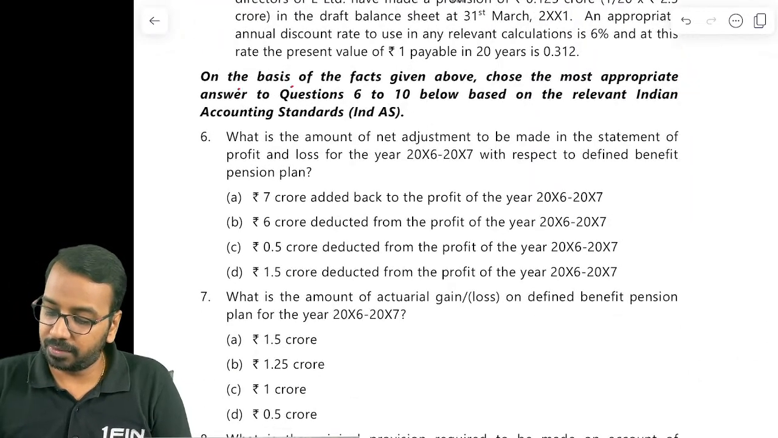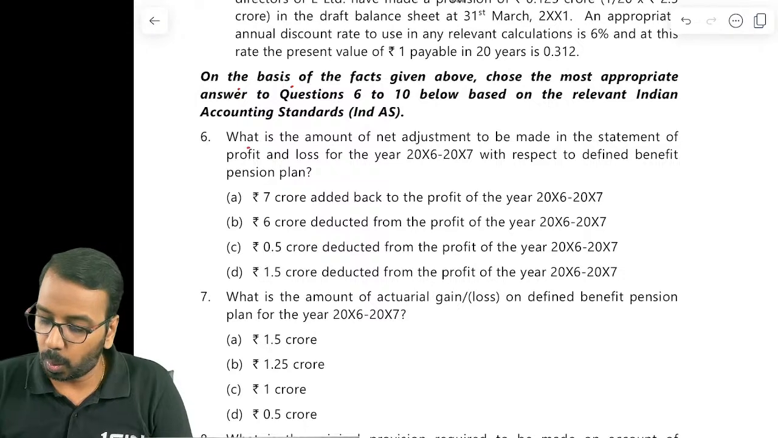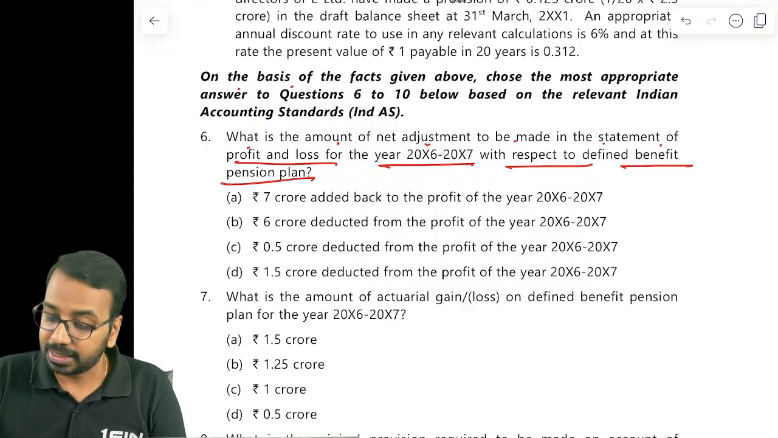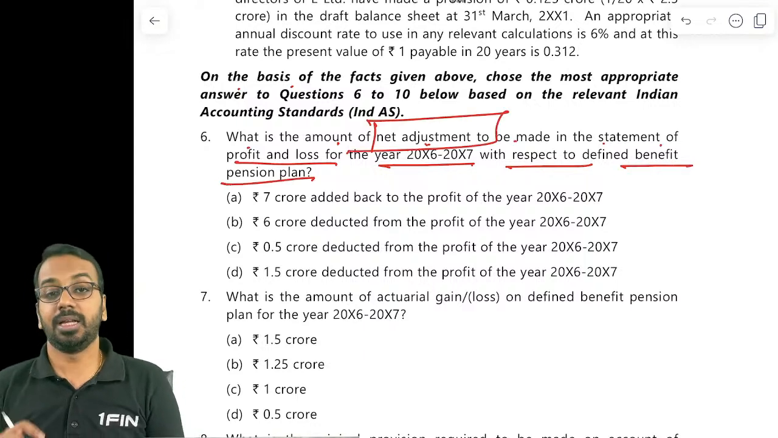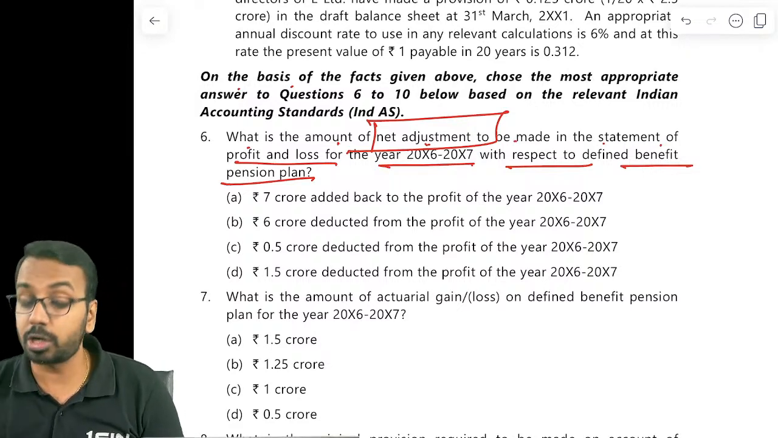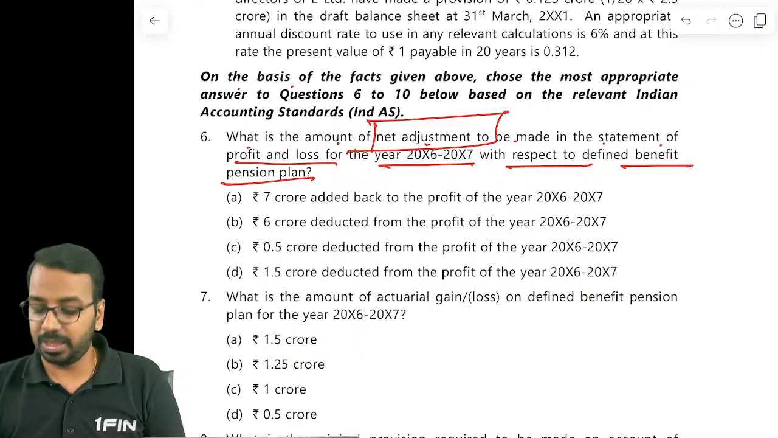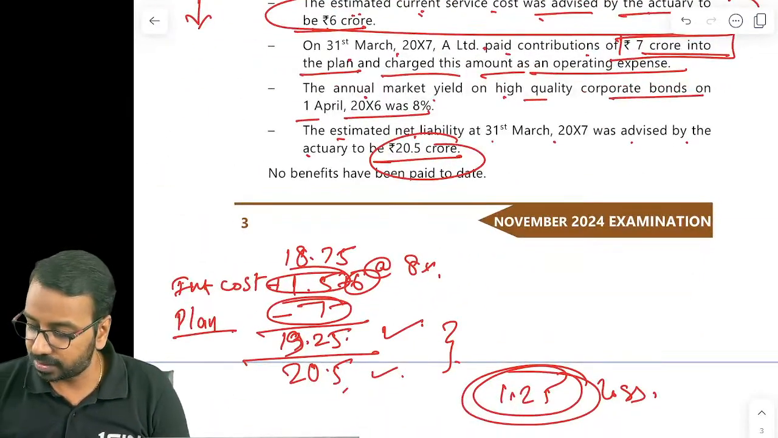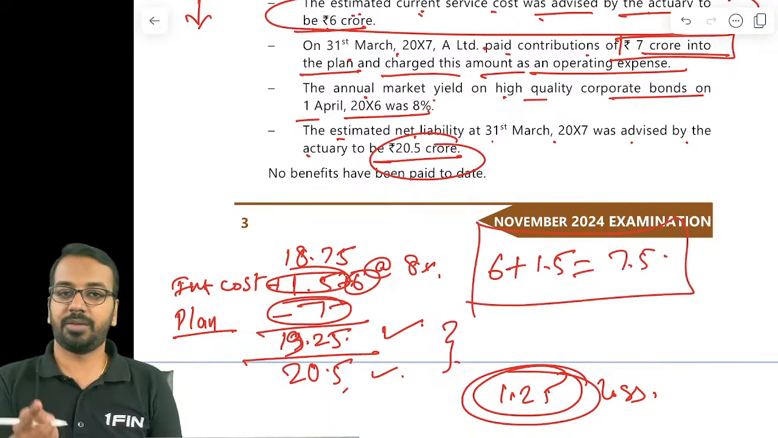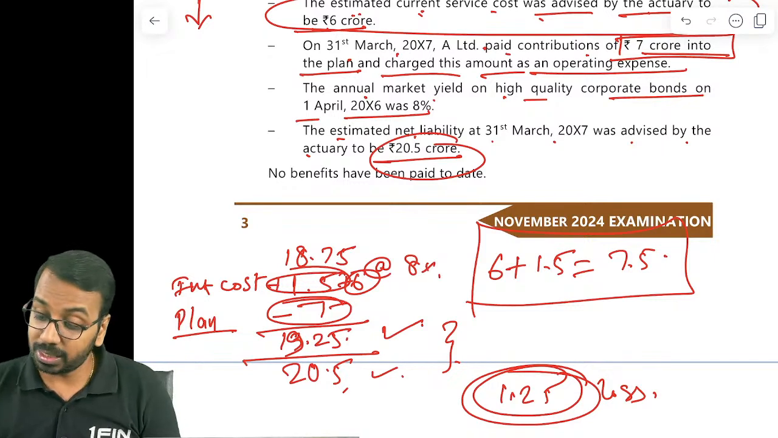On the basis of facts given, choose the most appropriate answers. What is the amount of net adjustment to be made in the statement of P&L for the year 6-7 with respect to defined benefit pension plan? They're saying net adjustment. Now in these types of questions, application is very, very important. They are not saying what is the amount to be charged. If they said that, we would have said 6 plus 1.5, it is 7.5. This is the expense: current service cost and interest expense. What they are saying is adjustment.